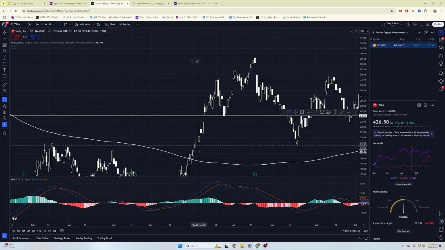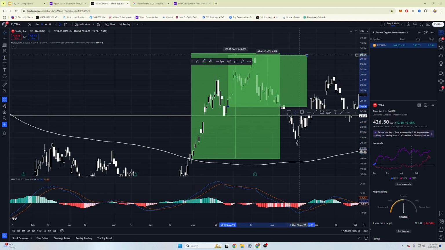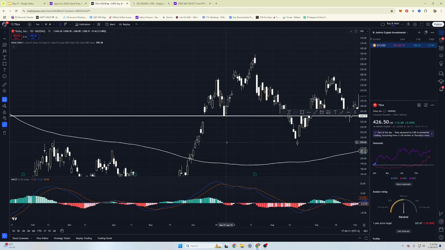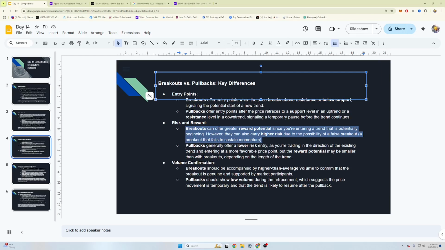So you would have got an upside from here of 50%, compared to 19%. So that's different. That's the difference between a $500,000 trade and a $190,000 trade. Which one do you want, exactly? So that's what I mean when I say there's a difference between a breakout having more versus a pullback having less.